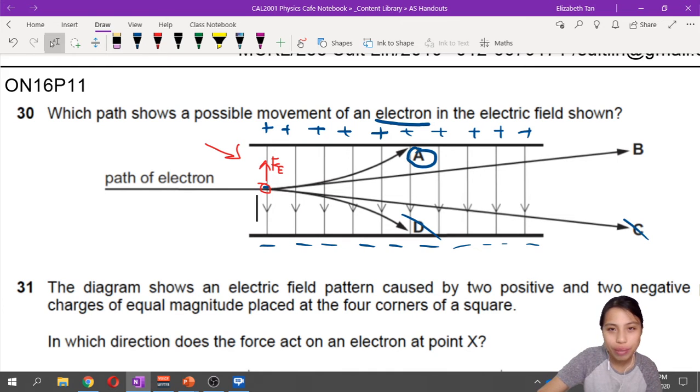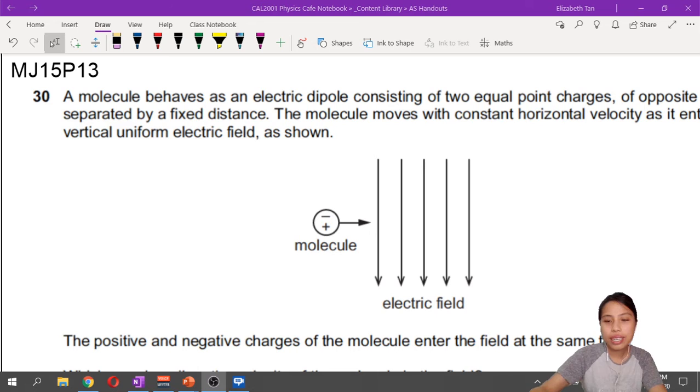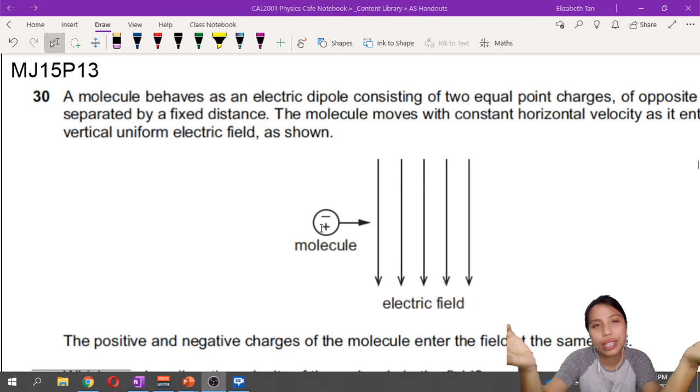Same thing about diagrams. This question is on page 10 on a dipole. Here you have a molecule behaving like a dipole. Dipole means there's a negative and a positive married together already. They fall in love, they come together, they marry.